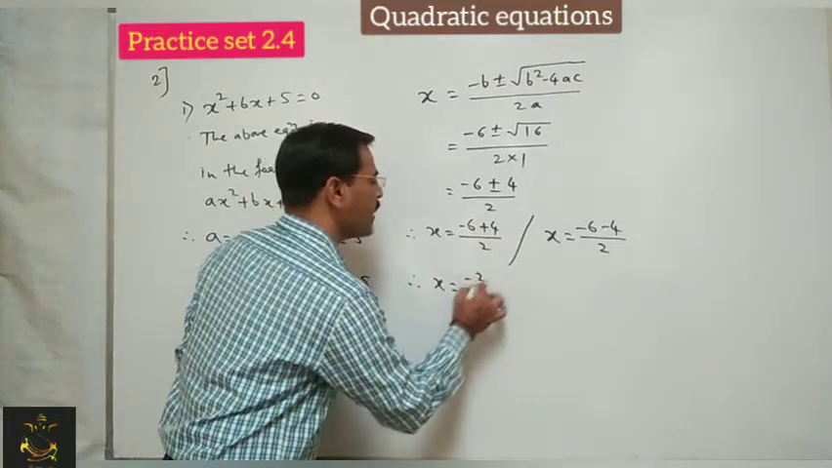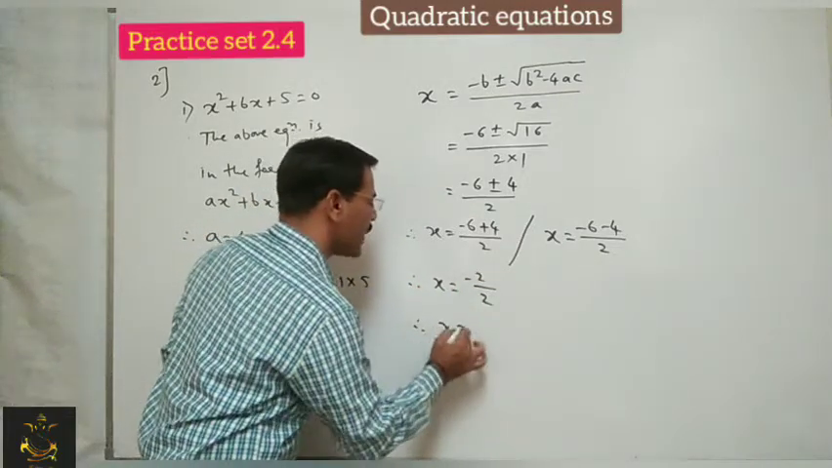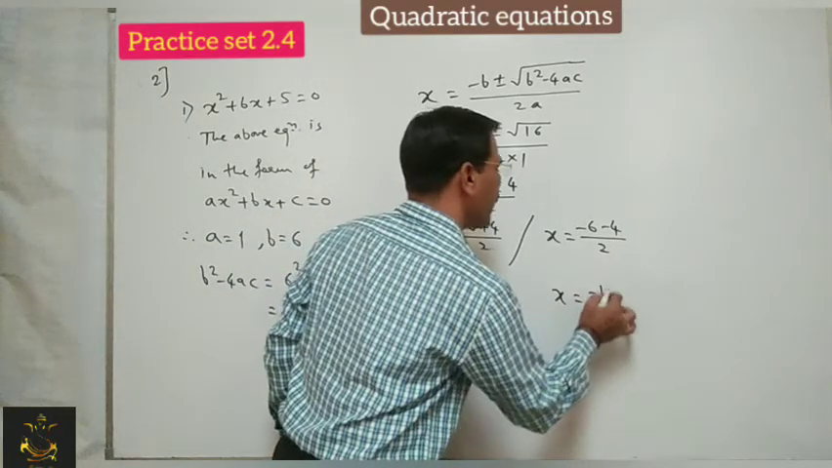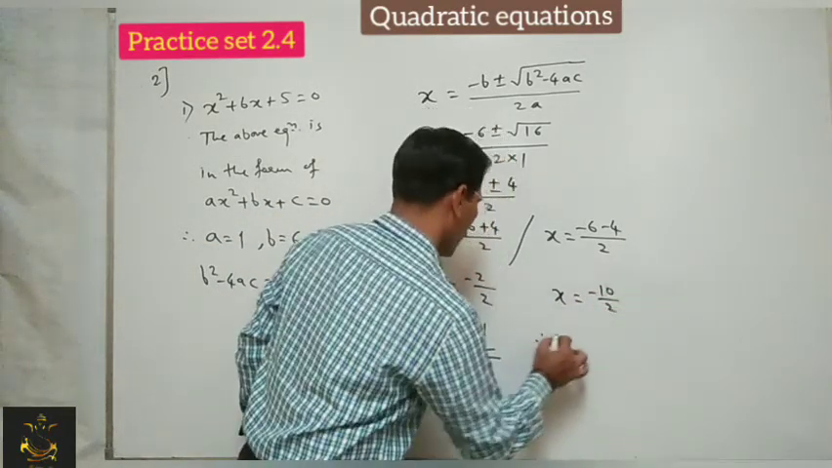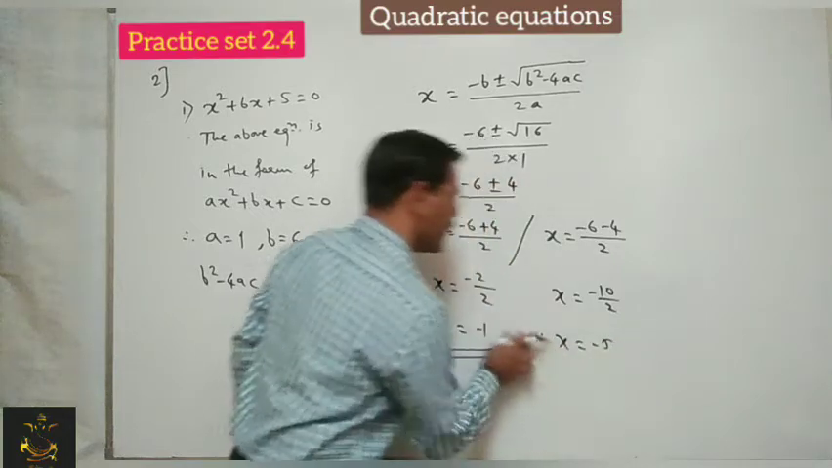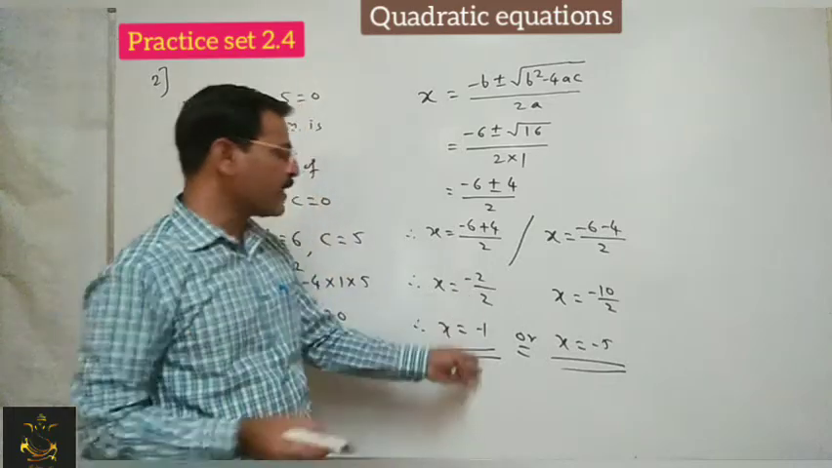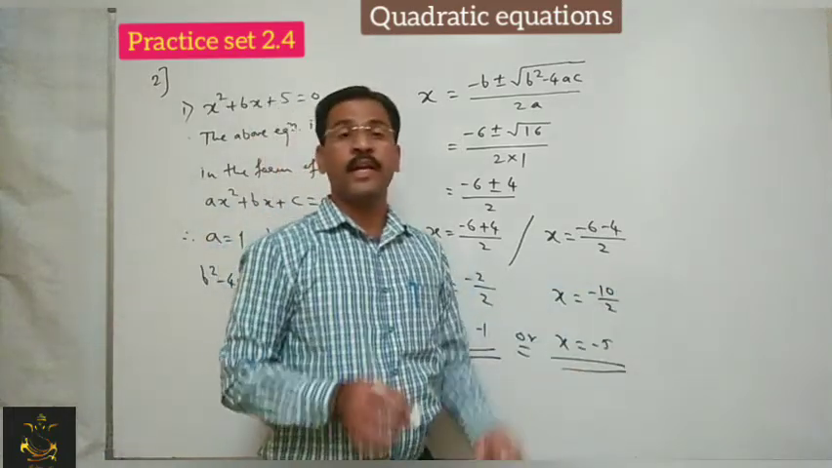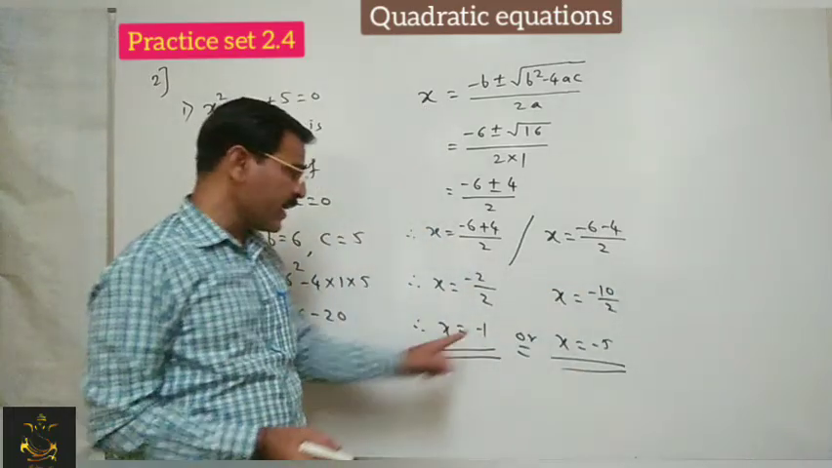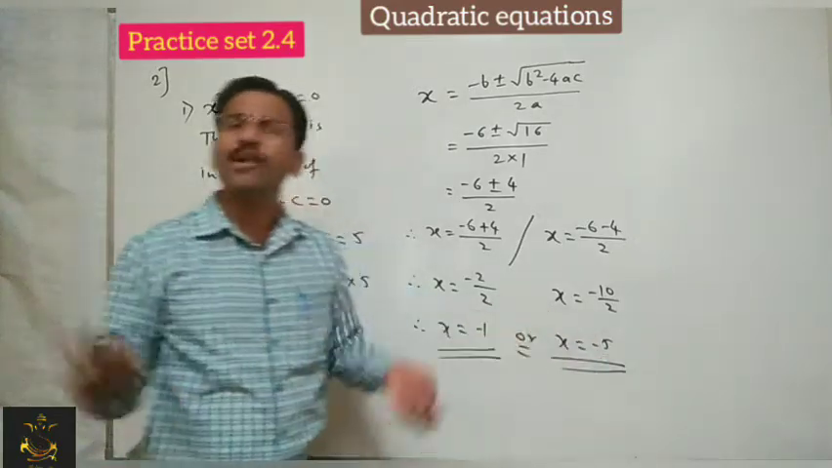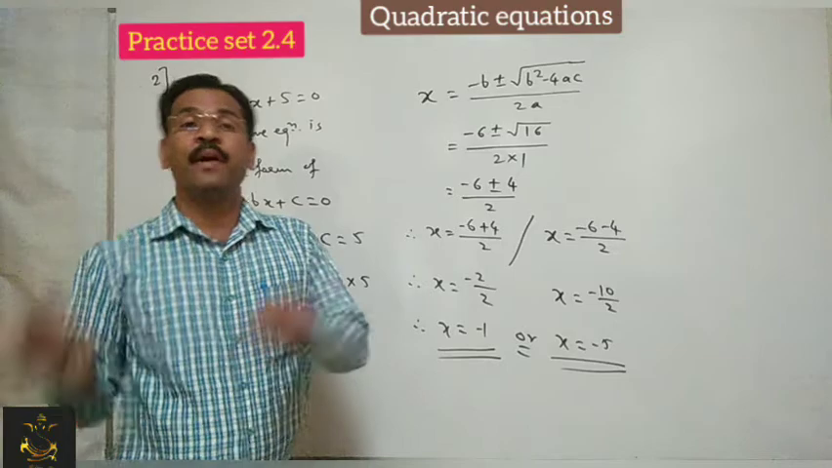x equal to minus 2 by 2, which is x equal to minus 1. Here x equal to minus 10 by 2, so x equal to minus 5. This is the solution: x equal to minus 1, x equal to minus 5. In the further part, we are going to take this minus 1 as alpha, this minus 5 as beta. There are two roots, alpha and beta.